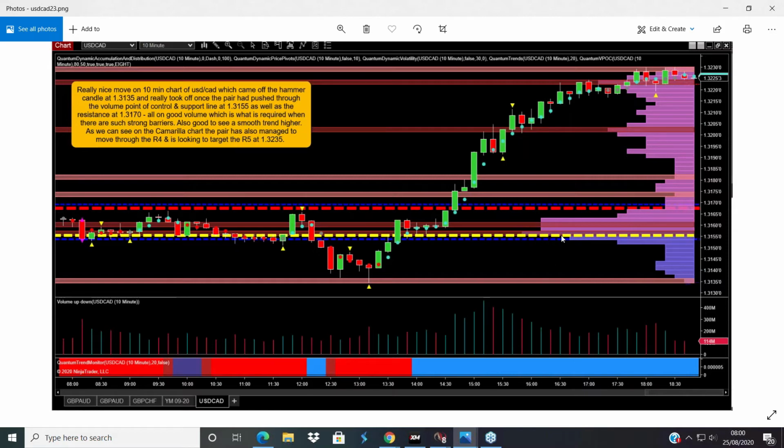This is what we call the volume point of control, the VPOC here at 130, 135. But a very nice hammer candle comes in. Lots of buying coming in. It's actually the highest volume since the start of the London session. So we had the buying coming in. So we knew there was price support coming in, and then the trend starts to move higher.